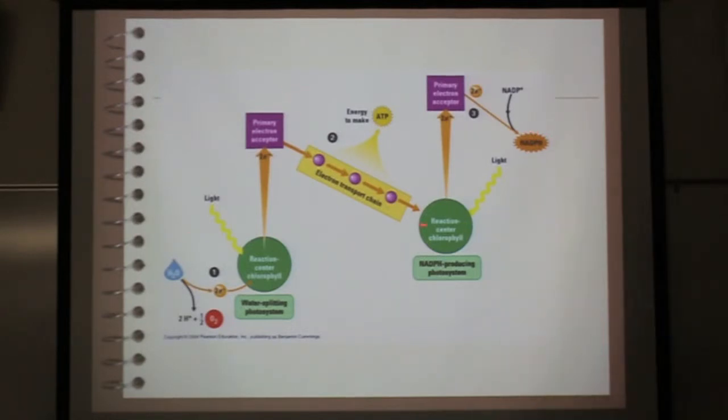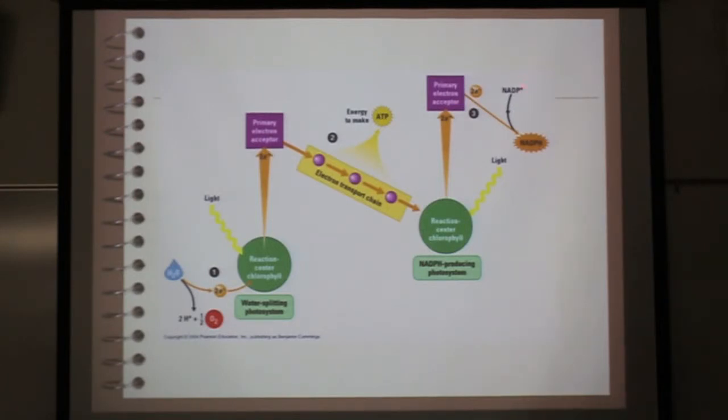So once again, this right here is basically the same picture, just drawn slightly differently. You can see the light, here's the reaction center, here's the photosystem II reactions, here's the primary electron acceptor, the electron transport chain going down like that, which then goes to photosystem I. Those electrons then are used in another electron transport chain, and that's used to take NADP plus to make NADPH.